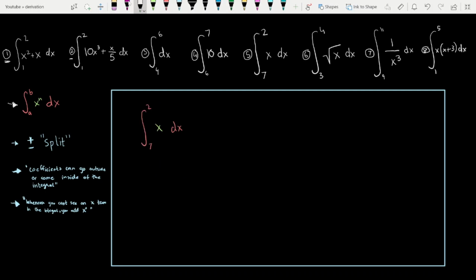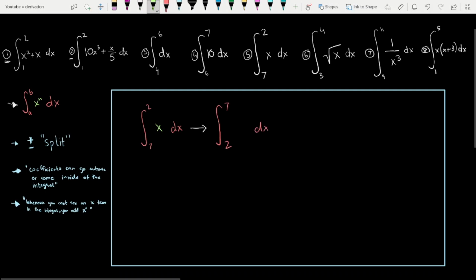We have our fifth integral over here, and I know this is already in our general form, but I don't really want to solve this one out. I just want to show you something that you can do with integrals. So this time I'm going to swap the upper limit with the lower limit. The upper limit is 2 and the lower limit is 7, so I'm going to swap those two.